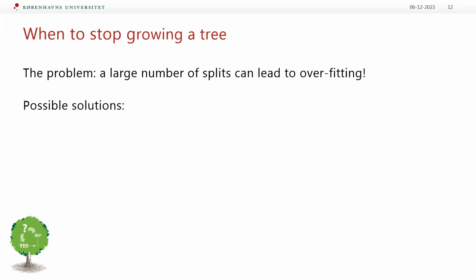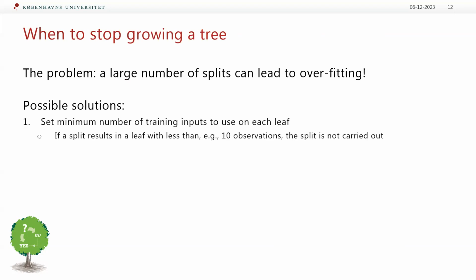And there are some possible solutions to this issue. The first one is to set a minimum number of training inputs to be used in each leaf. So as an example, if we say that the minimum number should be 10, that means that if you are in a node where splitting it again would result in a leaf node that has less than 10 observations, then you don't do that split, and this node just becomes the leaf node, even if it is impure, and the output will just be the majority class of the node.